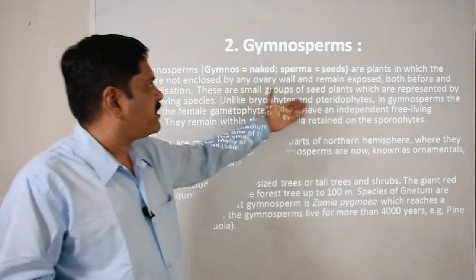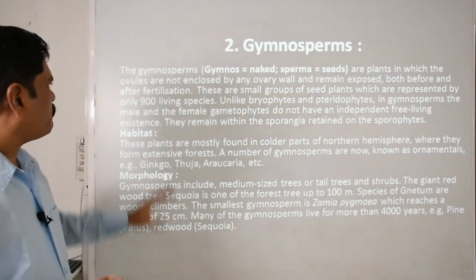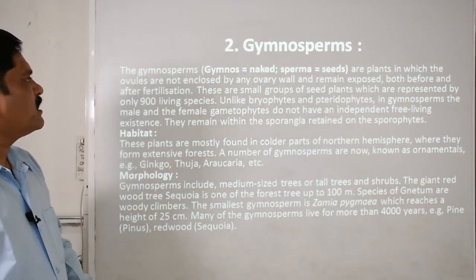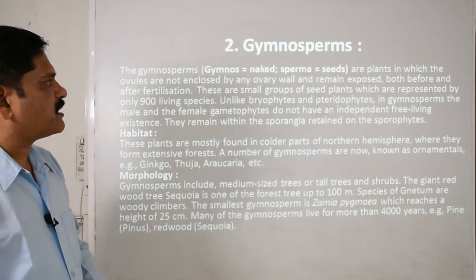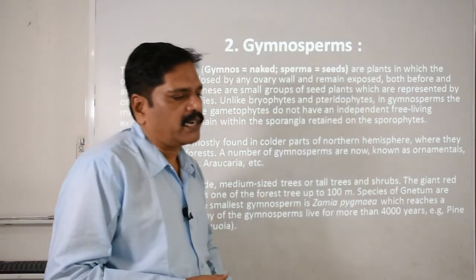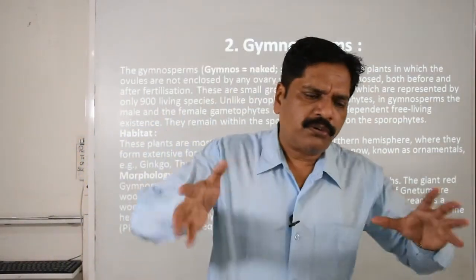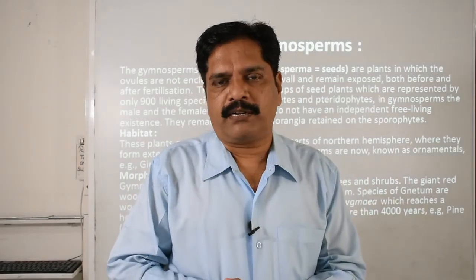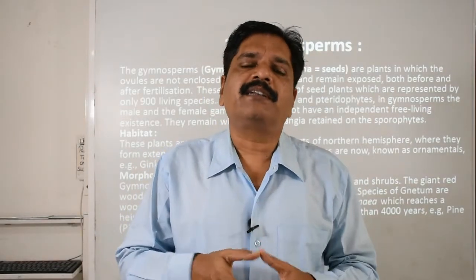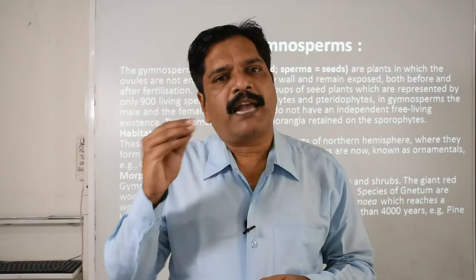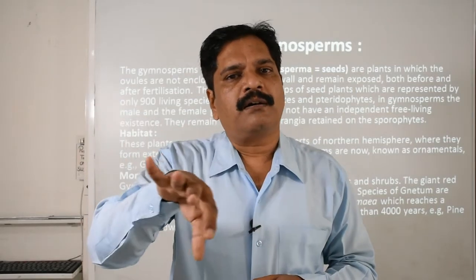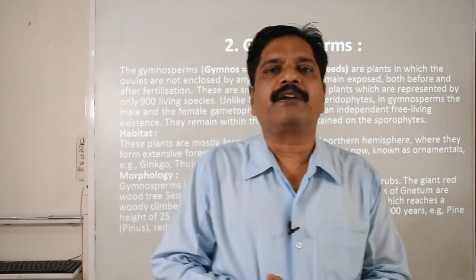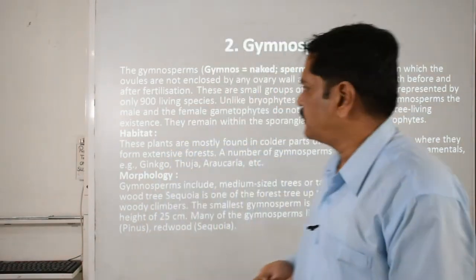And unlike Bryophytes and Pteridophytes, in Gymnosperms the male and the female gametophyte do not have an independent free living existence, and they remain within the sporangia borne on the sporophytes. Clear? So there is no clear distinction between the sporophyte and the gametophytes. The sporophyte is the main plant body. The gametophyte grows on the sporophytic body only. They do not have their separate or self existence there. Okay.